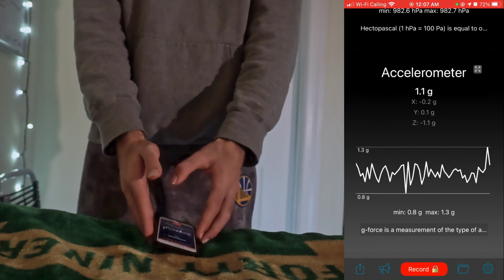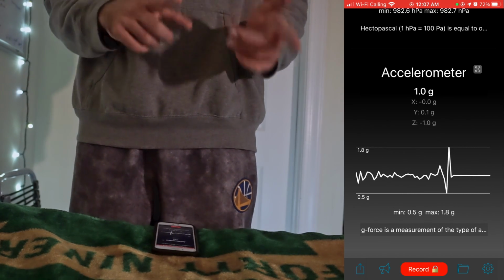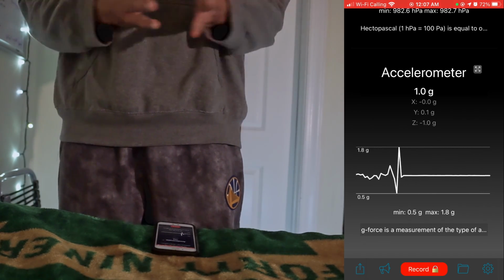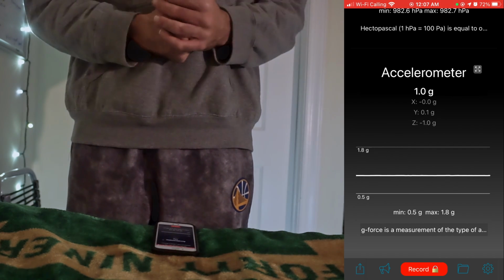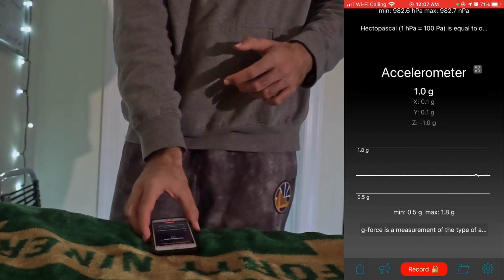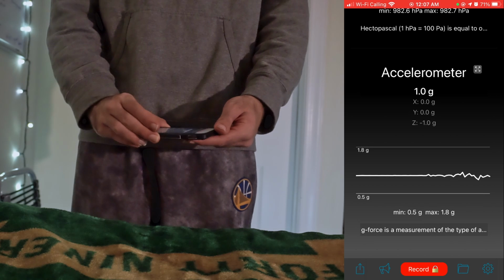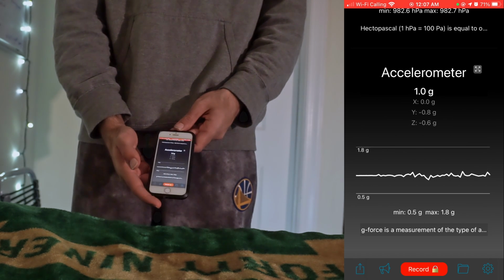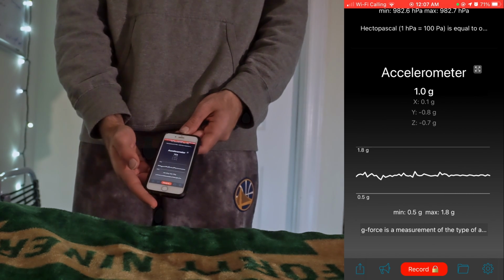Today we're going to be doing a demonstration of the intermediate axis theorem. This is for extra credit in Scott Kelly's dynamics class, Dr. Scott Kelly. Right now we have our accelerometer data tracking on our phone.